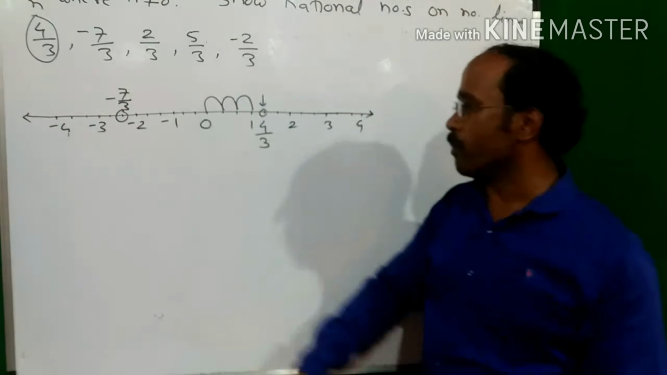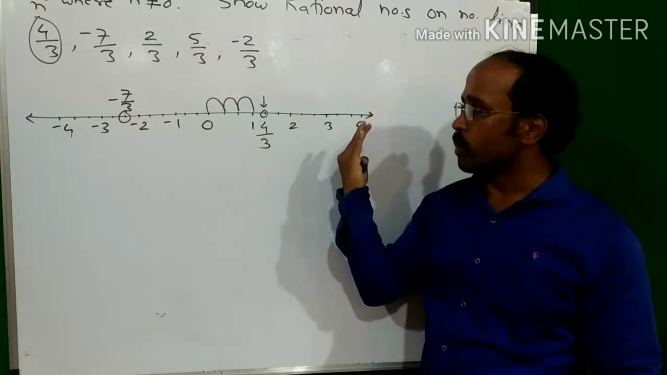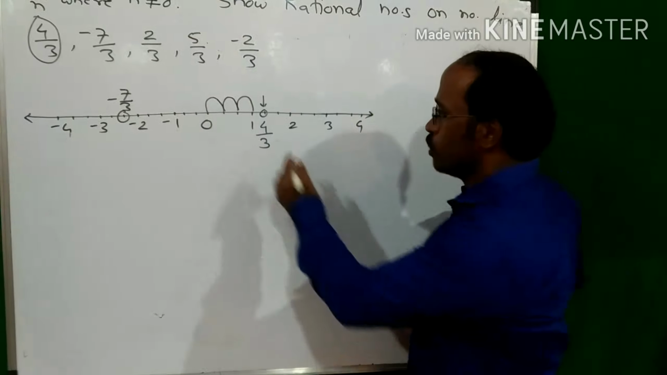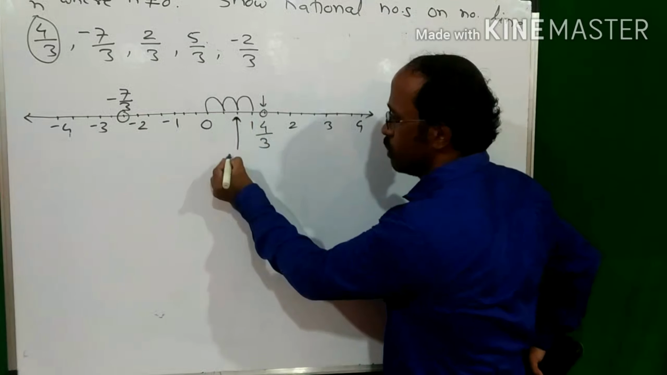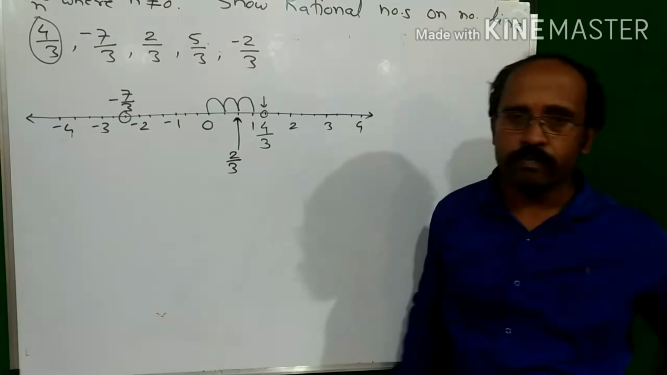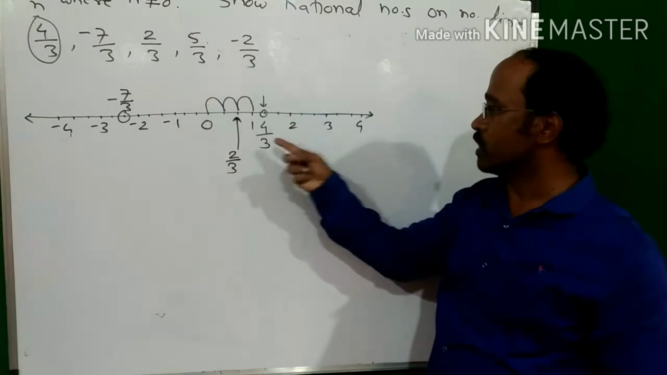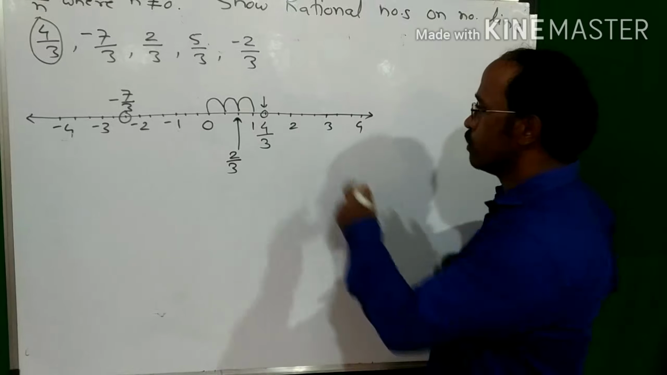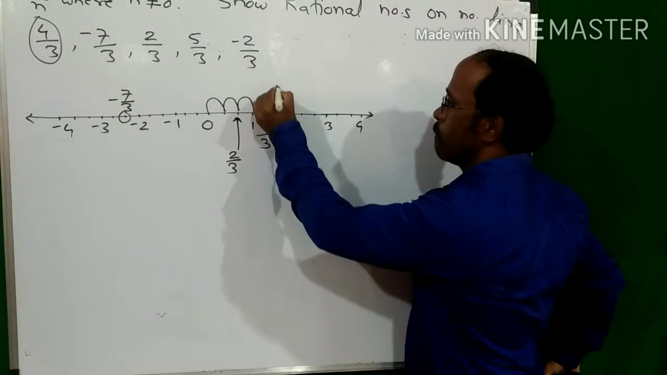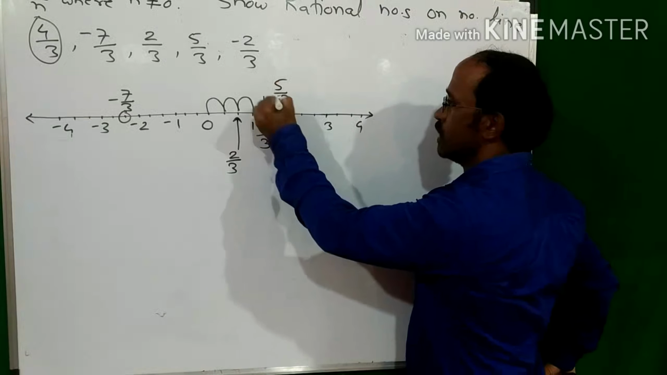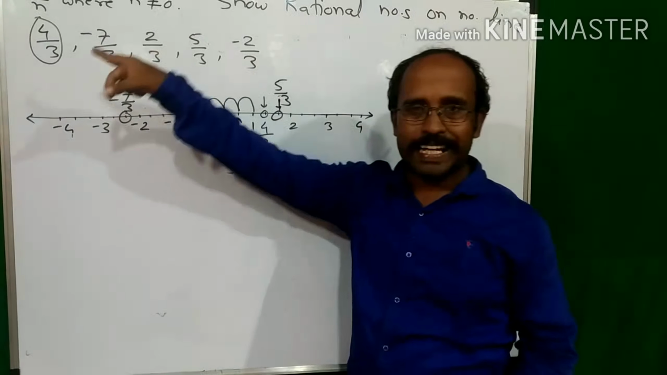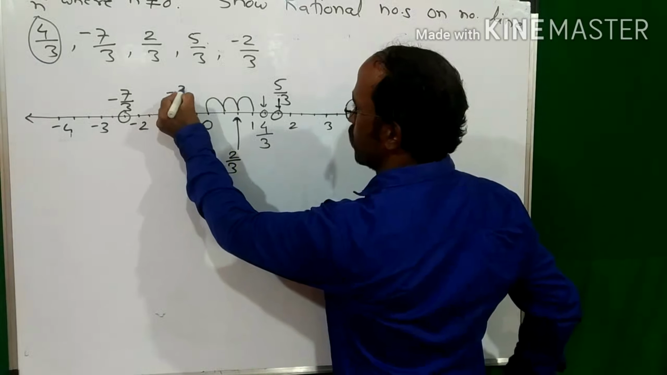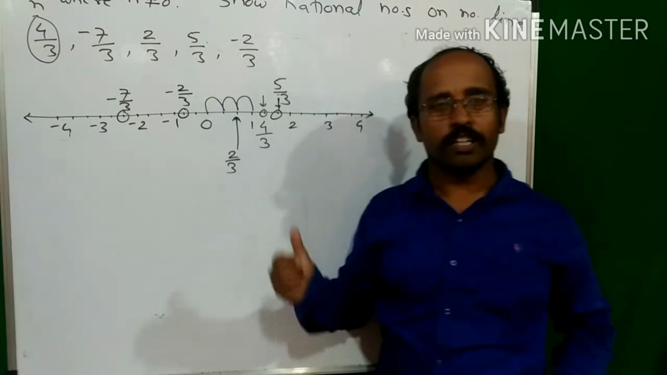Now next is 2 upon 3. 2 is positive, come towards the positive side. Which part? Second part. 1, 2. So this is our answer. This is nothing but 2 upon 3. Got it? Next is 5 upon 3. Come towards the positive side. 1, 2, 3, 4, 5. So this is nothing but 5 upon 3. Minus 2 upon 3. Negative side. 1, 2. Minus 2 upon 3. Understood?